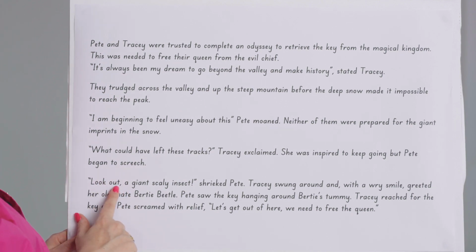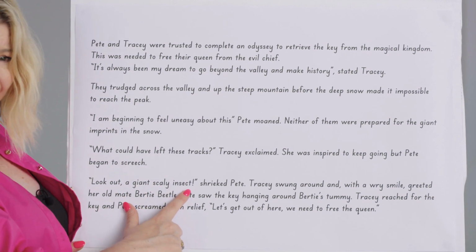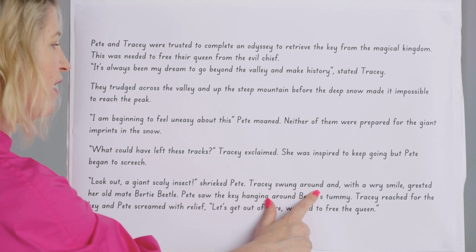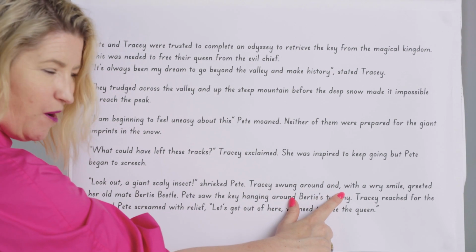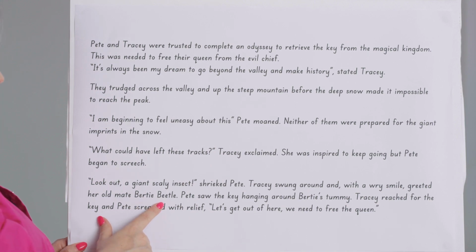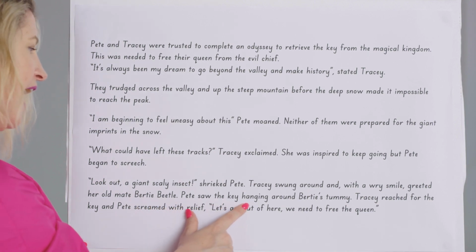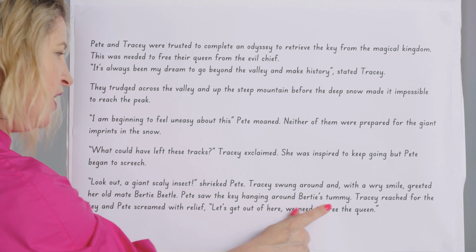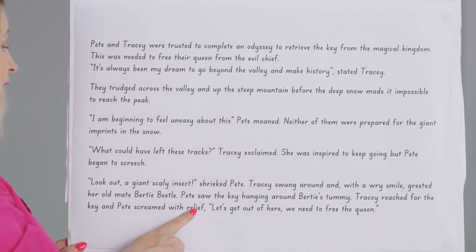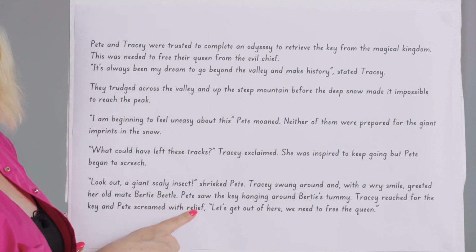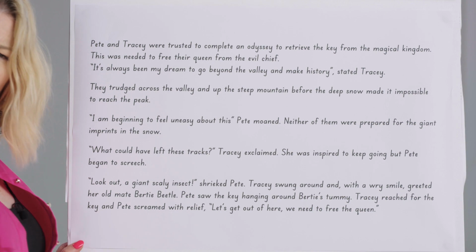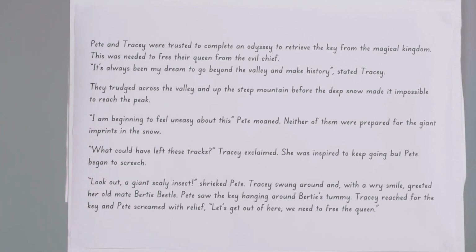Look out! A giant scaly insect, shrieked Pete. Tracy swung around and with a wry smile greeted her old mate Bertie Beetle. Pete saw the key hanging around Bertie's tummy. Tracy reached for the key and Pete screamed with relief, Let's get out of here! We need to free the Queen. Whoa, wonder what's going to happen next.